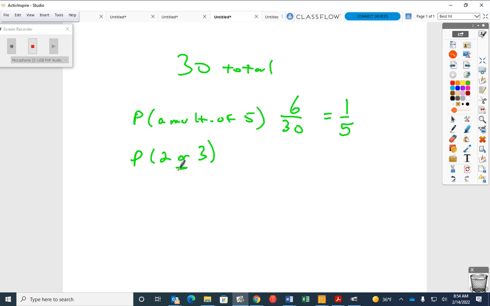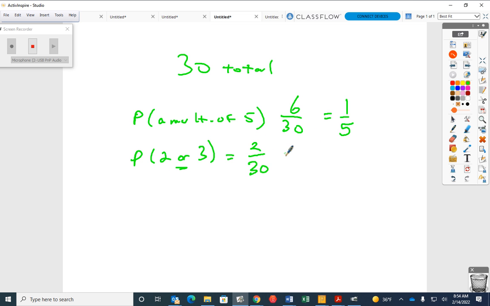What is the probability of me drawing a 2? Is a 2 okay? Yeah. Or I can also draw what? A 3. Because the word "or" means either one of those is okay. So how many out of the 30 are a 2 or a 3? 2. Okay, listen. How many 2s are there? 1. How many 3s are there? 1.